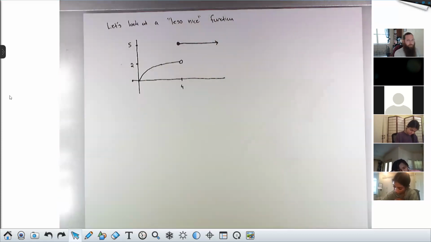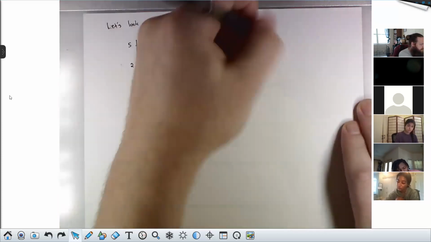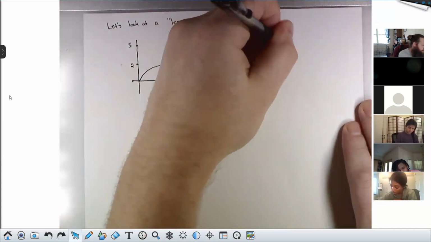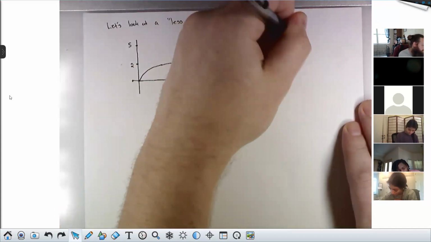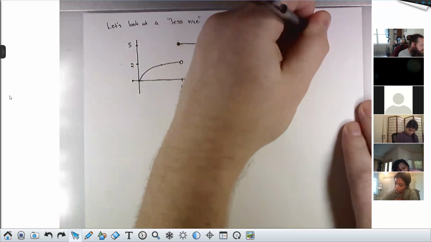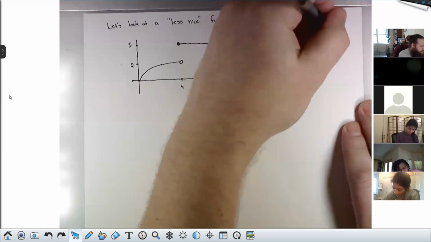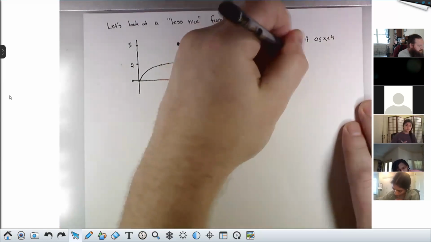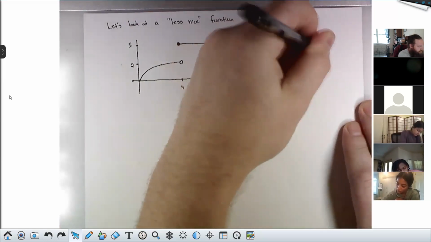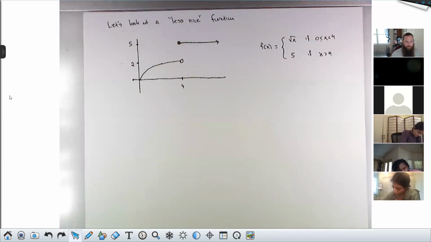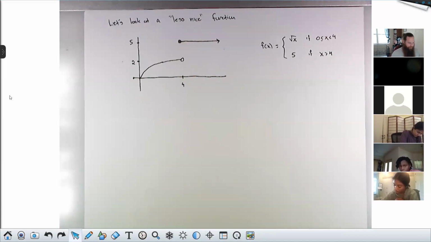Okay, here's a piecewise defined function. I'm going to say that the function f of x that I'm graphing here is defined piecewise to be the square root of x if 0 is less than or equal to x is less than 4. And it's the constant function 5 if x is strictly greater than 4. Don't worry about the algebra for now. We're going to come back and play with that in a minute.